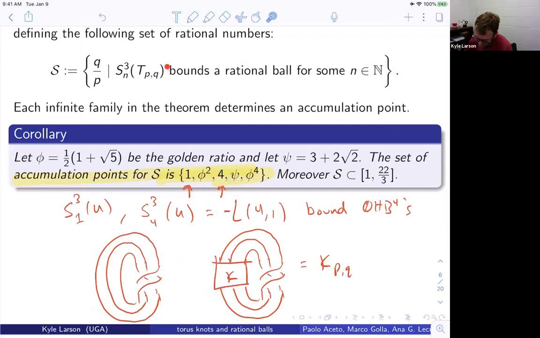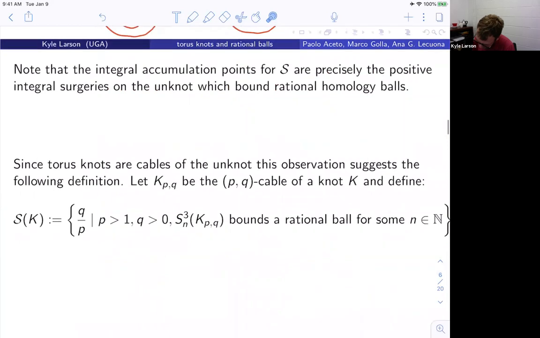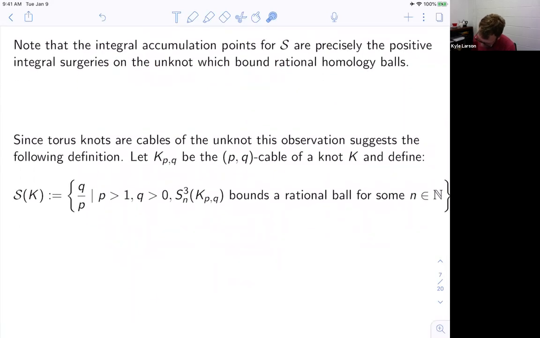And we observe that torus knots are cables of the unknot. So maybe we could define something similar with arbitrary knots K. And in fact, that's what we do. So we get this definition down here. S of K: for any knot K in S^3, we look at (P,Q) cables of K, and we consider which of these admit some positive integral surgery that bounds a rational homology ball. And if they do, we record the cabling coefficient, if you will, Q over P, in the set. So what we had before is that S is essentially S of U. This generalizes our previous definition.